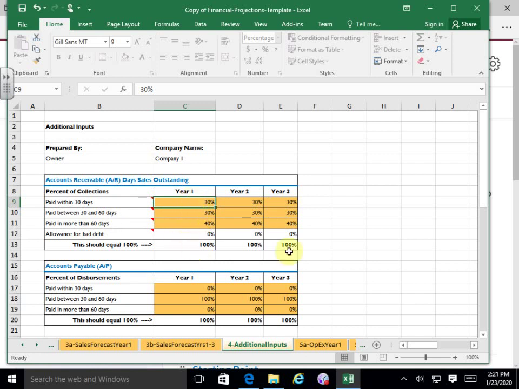This always has to add up to 100%. But you might say, well, I'm going to go 90%. This I got to change to 0. This I got to change to 0. But you know what? I may end up having people write me some bad checks or some things like that. So I may leave a couple percent in there as an allowance for bad debt because I might get a bad check here or there or something. Okay, and that would make some sense.